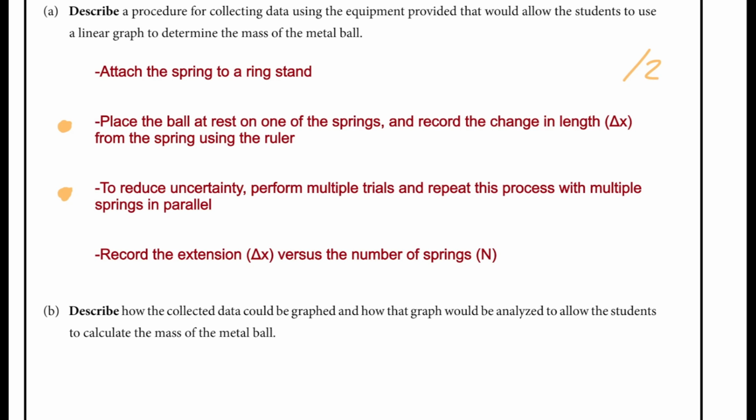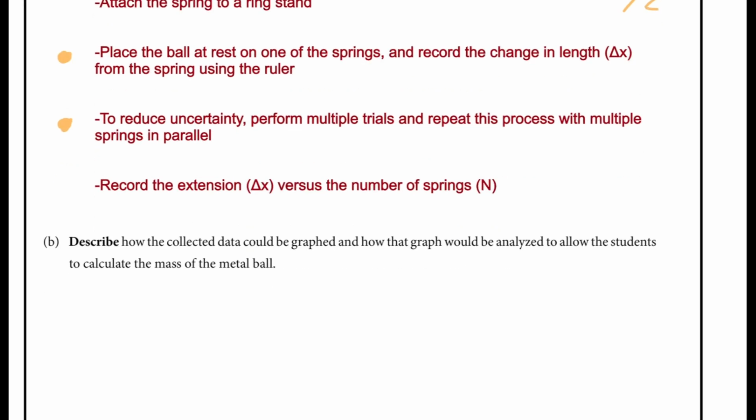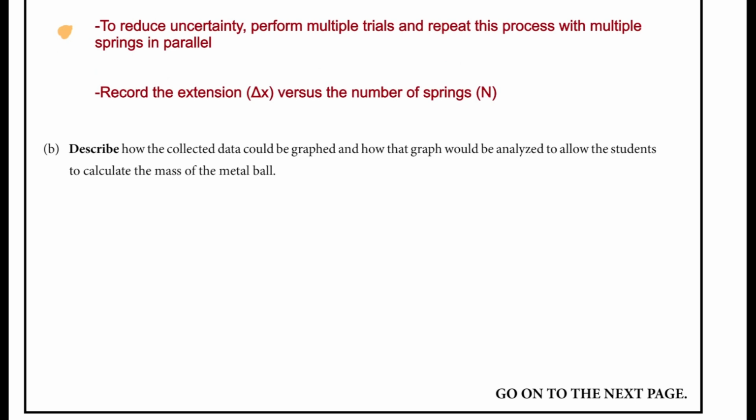Describe how the data could be graphed and how you could graph it. Well, if the forces balance, we know that the weight is balanced by the spring force. So my mg is equal to the total spring constant times the extension.